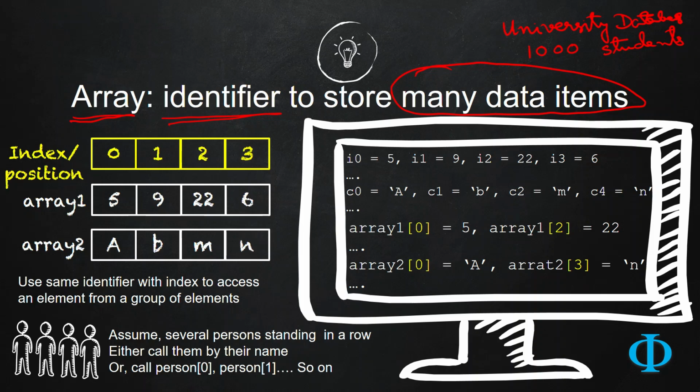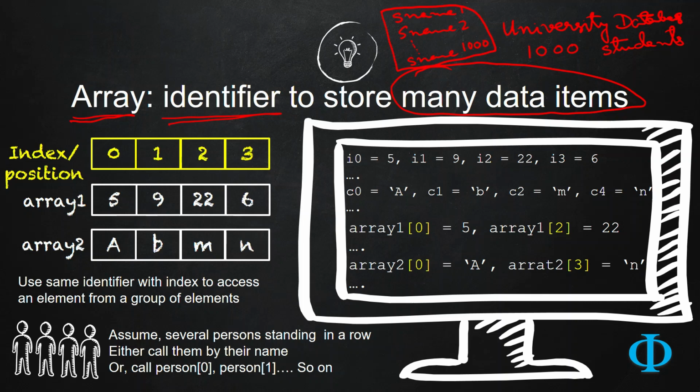Well, one option is to use each of their name, initiate one variable for each of their names. So let's say sname1, sname2, sname3, sname4, and then sname1000. All right, so this is one way of doing things. But do you think you can manage 1000 different variables in your program?